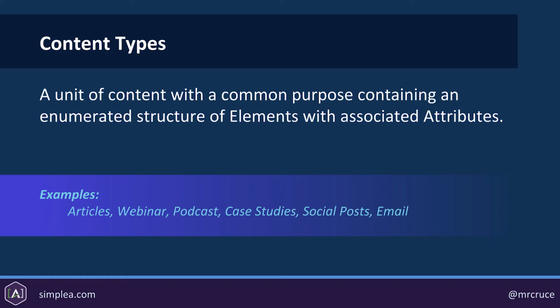So first of all, the content type. It's a unit of content that has a common purpose, and it contains an enumerated structure of elements with associated attributes. So an example would be an article, a webinar, a podcast, a case study, social posts, emails. All of those are content types.